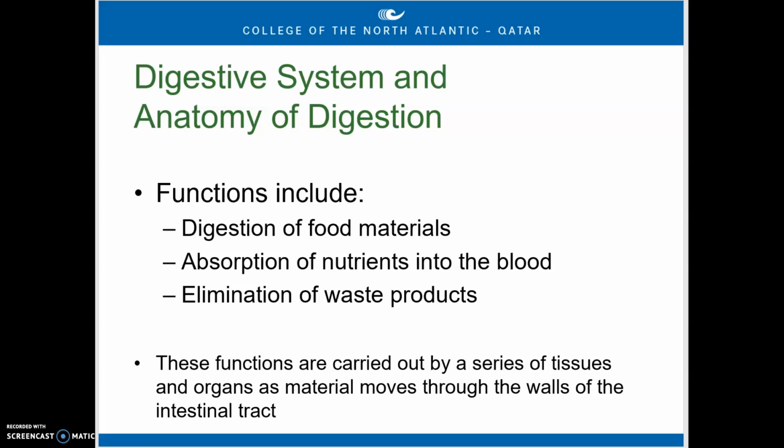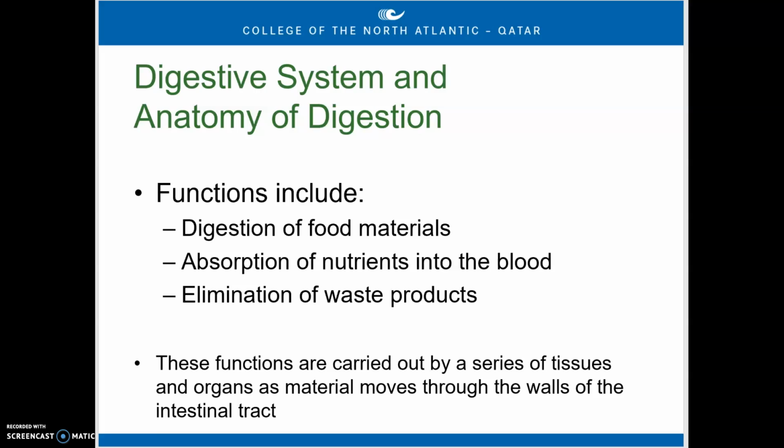So we always start, of course, with the function of this particular system. The digestive system functions to digest food materials that we eat. Then, once we get those broken down into smaller pieces, we need to absorb the nutrients that come from that food, and make sure they can get into the blood so they can be transported around the body. And then there's going to be waste products, and we need to get rid of that. So the three functions are going to be digestion, absorption, and elimination.